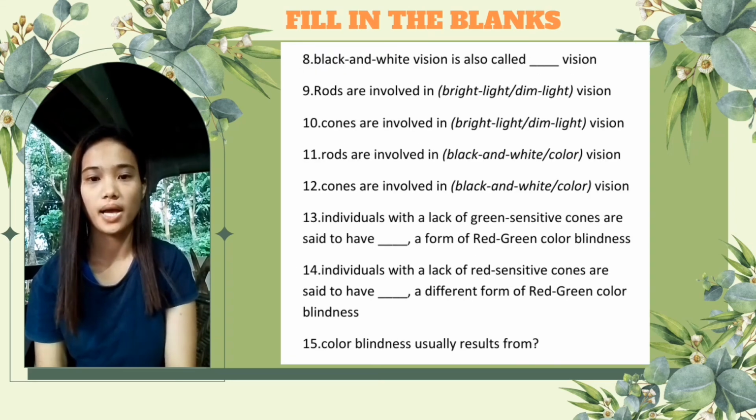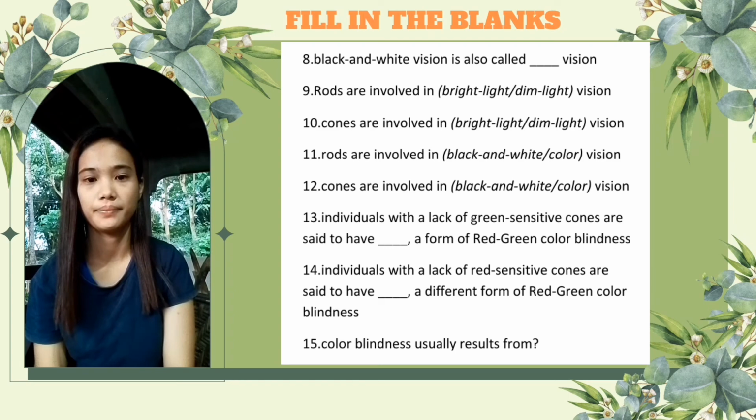Number 8: Black and white vision is also called blank vision. The answer is monochrome. Number 9: Rods are involved in bright light or dim light vision? The answer is dim light. Number 10: Cones are involved in bright light or dim light vision? The answer is bright light. Number 11: Rods are involved in black and white or color vision? The answer is black and white. Number 12: Cones are involved in black and white or color vision? The answer is color.